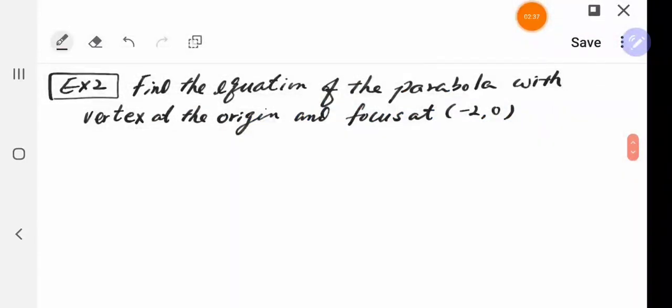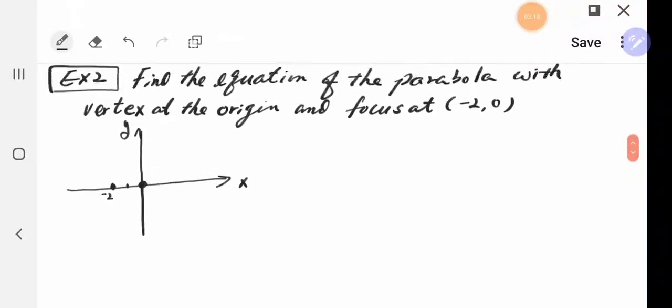Okay, example 2. Let's find the equation of the parabola with the vertex at the origin and the focus at negative 2, 0. Let's graph this one so that we can understand much better. This is the x-axis, y-axis. The focus is at negative 2, so negative 1, negative 2. This is the focus. And the vertex is the origin. So the graph looks like this.